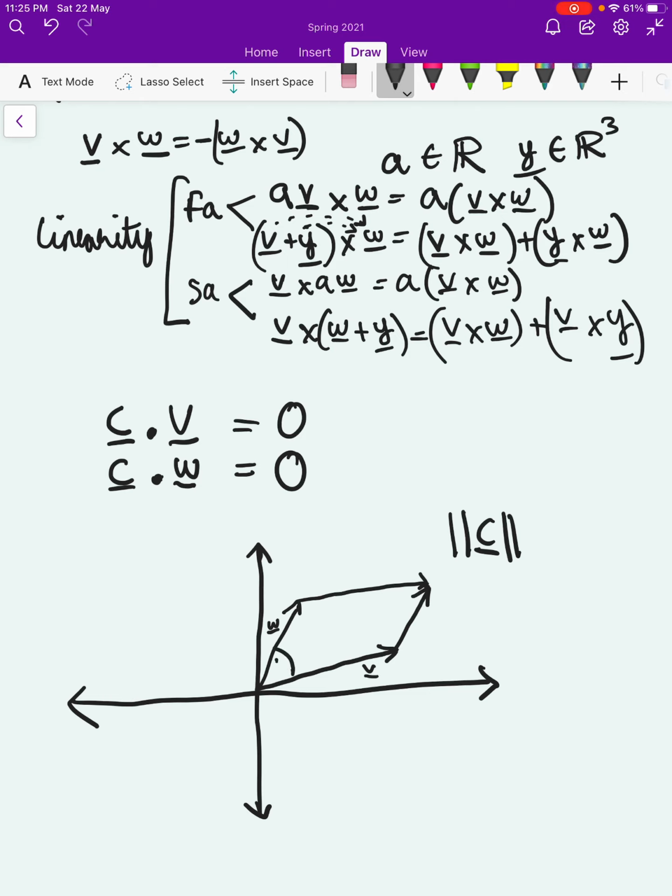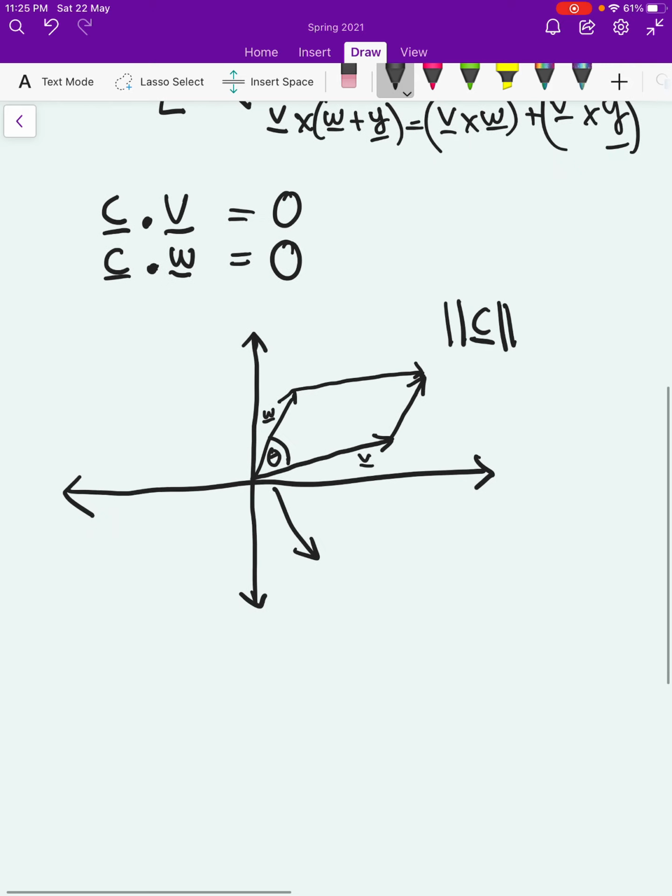Now we can have an angle here, and we know a formula for this angle. Namely, using the dot product formula, which is v dot w is equal to the magnitude of v times the magnitude of w times cosine theta. So you can always use this to find the angle between w and v.